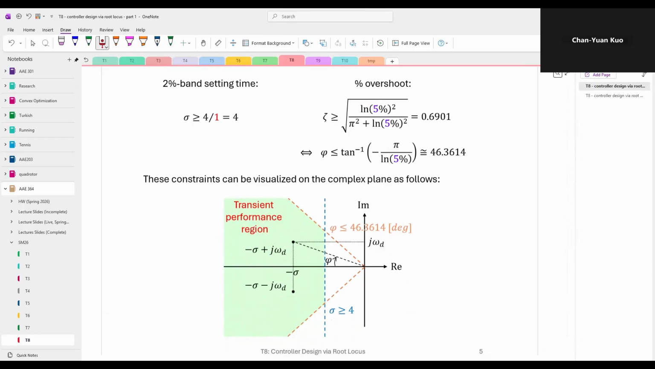And now let's visualize these constraints on the complex plane. The blue dashed line corresponds to the settling time requirement, which requires the poles to lie to the left of the line. And the orange line corresponds to the damping ratio requirement, which requires the poles to lie within 46.3614 degrees to the negative real axis.